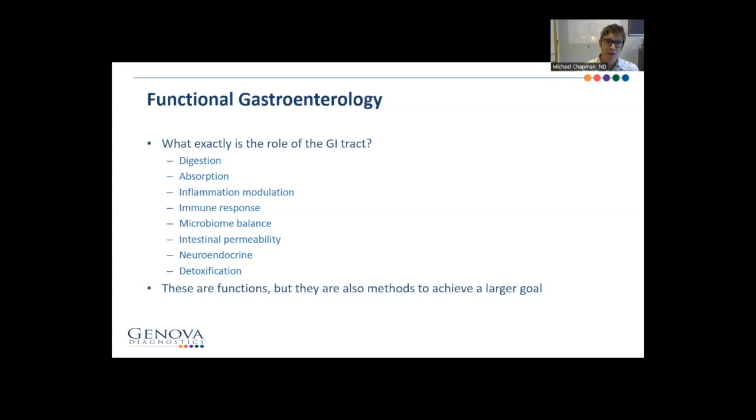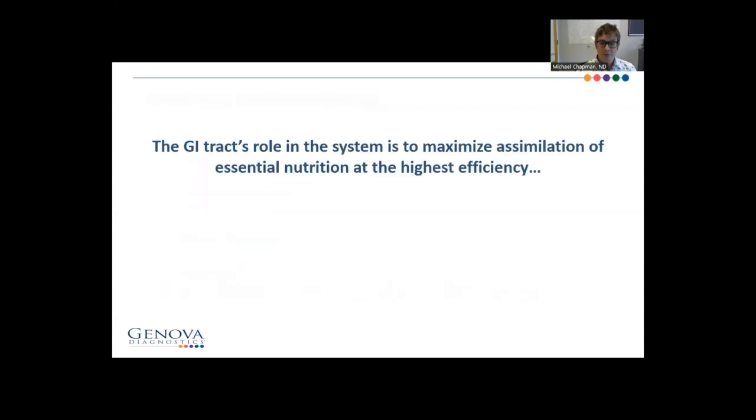That's how we get to what the gastroenterology, what the GI tract is trying to do. And so if I take even one step back from that, I would say that ultimately the GI tract's role in the system is to maximize assimilation of nutrition at the highest efficiency, right? It is trying to take in things from our external world to incorporate them, and is trying to do that very efficiently.